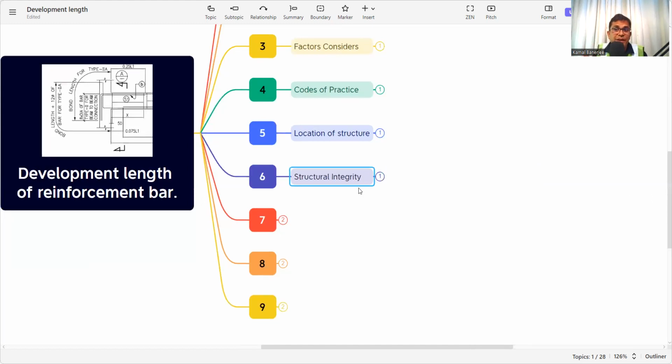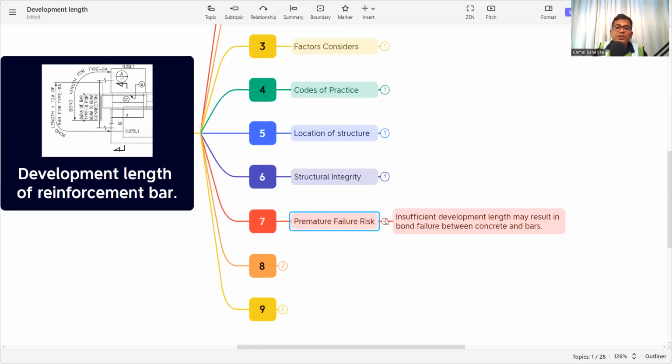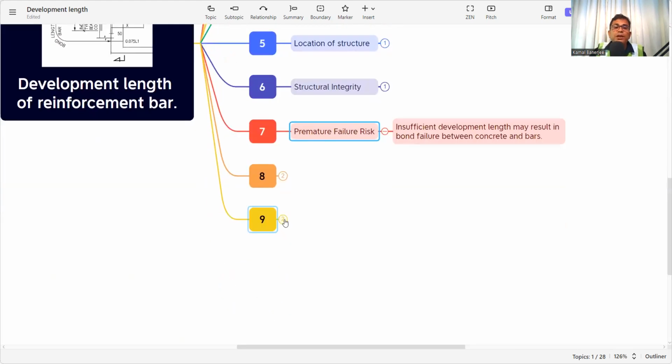If the development length is not proper or is less than required, then what will happen? Then failure will happen, and that is a permanent failure. Insufficient development length may result in bond failure between concrete and bars, and the structure may collapse. So the structural integrity and the lifespan of the structure will be reduced. And what is the unit? The unit is always millimeter or centimeter or inch, whatever.